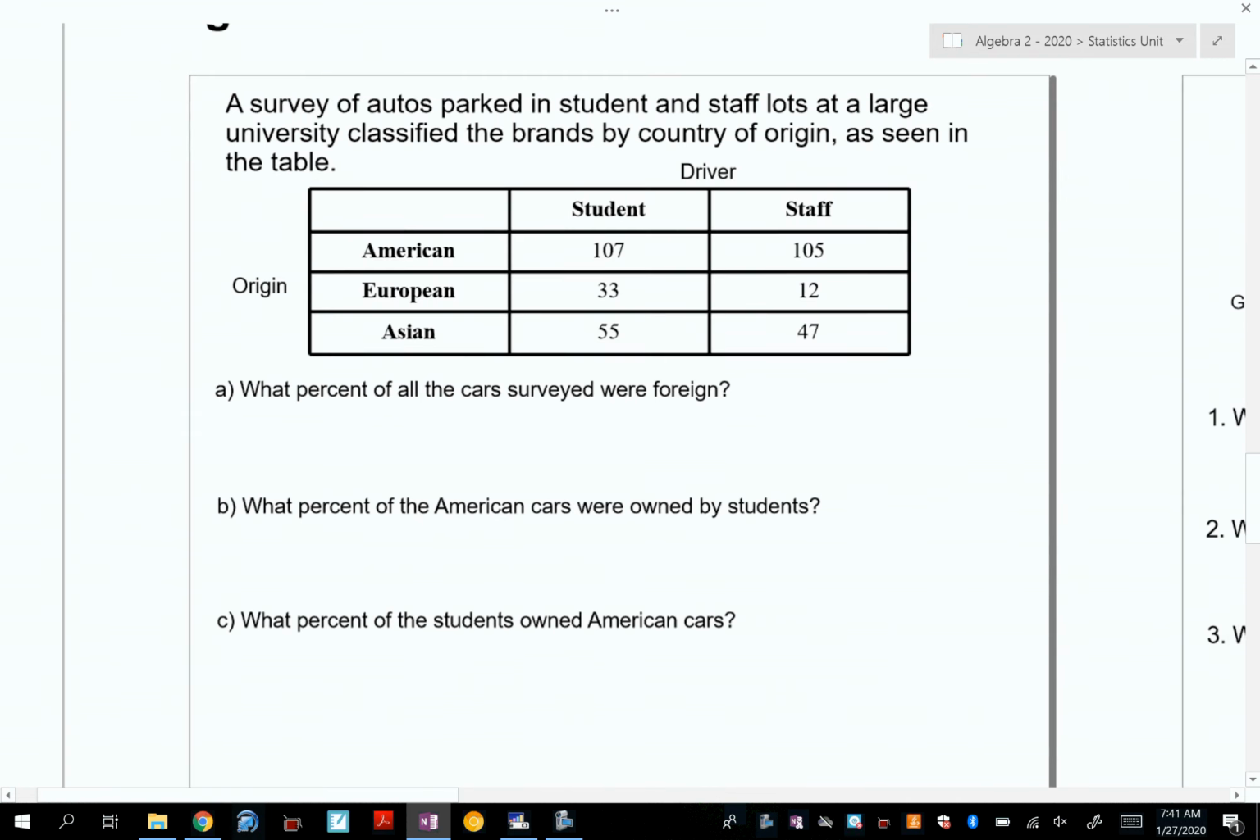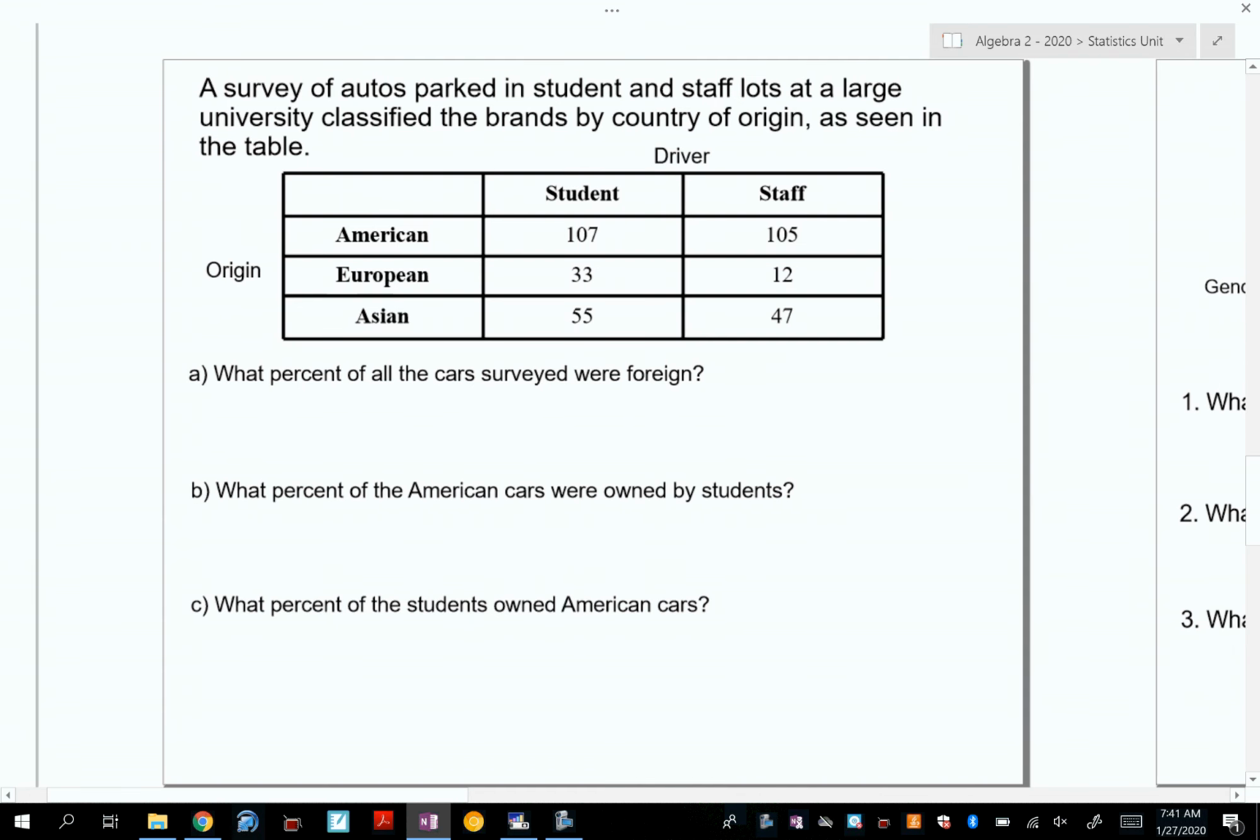Let's show you what this is going to look like on the SAT. So what I've done, if you flip it over, is I've given you a table, and we have two categorical variables. The first one is origin of a car. In this case, American is an option, so made in America. European, so made in Europe. Or Asian, made somewhere in one of the Asian countries. Then I've also given you the variable driver. Are these cars driven by a student or by someone who works at this university?